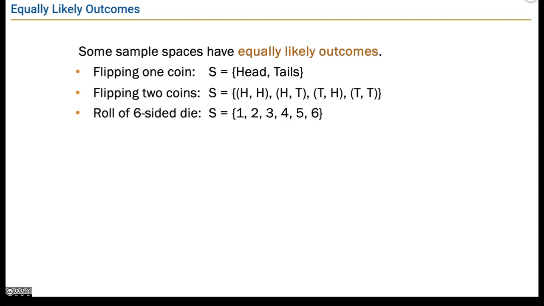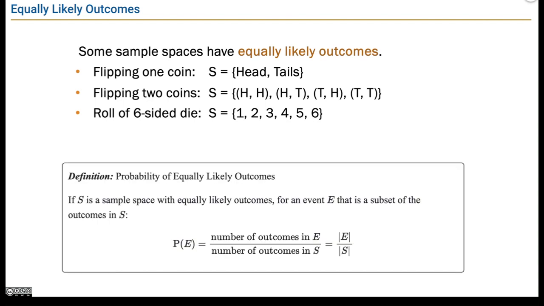equally likely. And so in this case, the probability of equally likely outcomes we define as just being the number of outcomes in the event divided by the number of outcomes in your sample space. So this is intuitive when we're thinking of probabilities because it's the fraction of ways that this could occur.